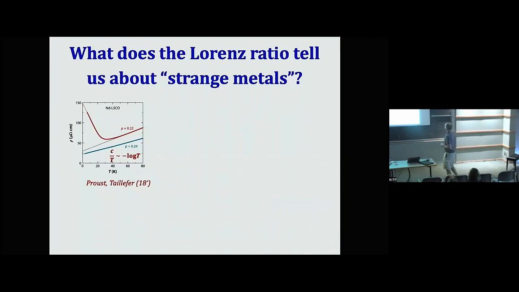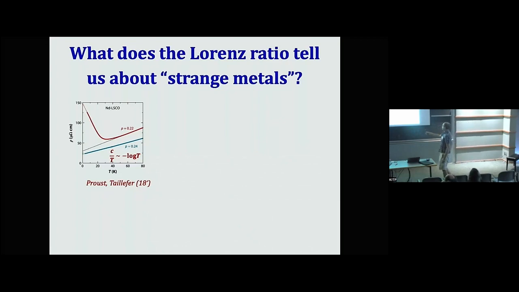Now what I mostly want to think about is really metals that are strange. Let's think about the strangest of them, cuprates. This is a neodymium-doped LSCO. At a certain doping, by suppressing superconductivity, you see linear resistivity down to 2 Kelvin and also a specific heat that goes like T log T. So really something that looks like a marginal Fermi-liquid.